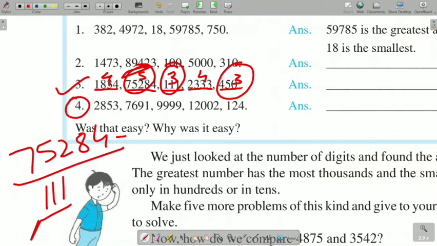The fourth number is for your homework. Find the smallest and greatest number, and if you found, then must comment it.